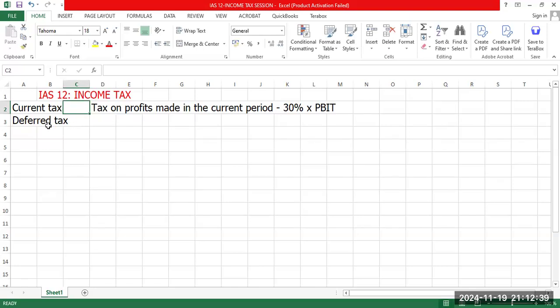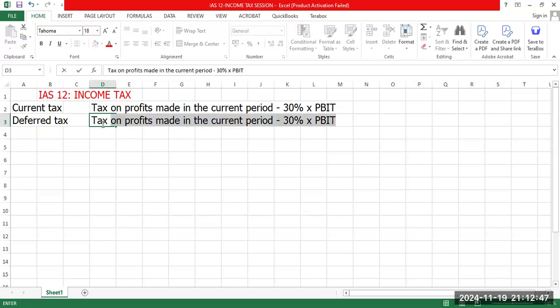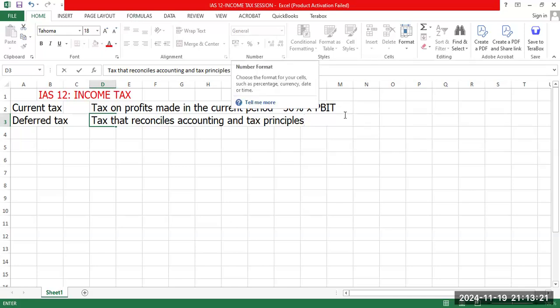Then deferred tax. Simply with deferred tax, this is tax that reconciles accounting and tax principles. It arises when we are trying to reconcile the accounting principles with tax principles. Because as we prepare the financial statements, the accountant is going to rely on the accounting standards, but the taxman will be using tax principles or the tax laws. So in the long run, you'll find that you have differences which must be reconciled.